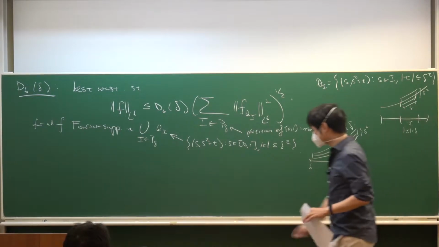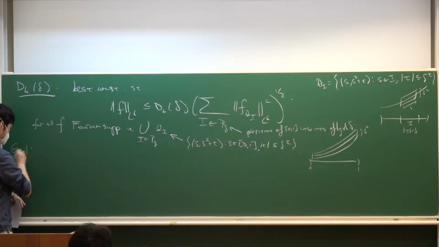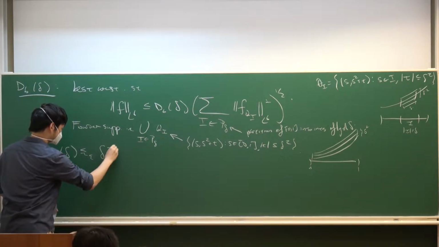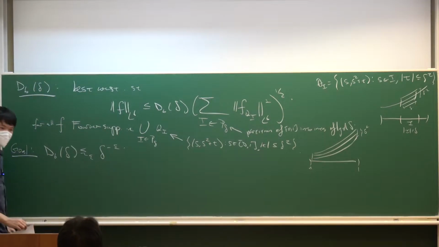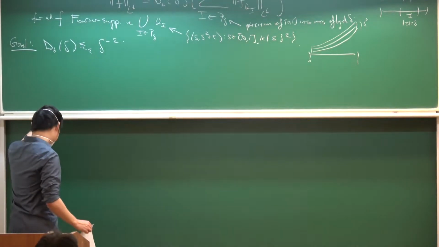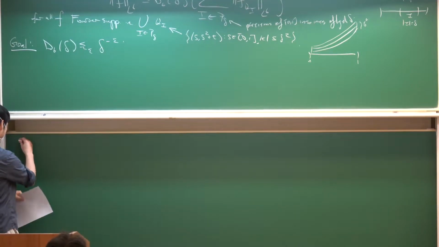And remember what our goal is: d6 of delta is bounded by C epsilon times delta to the minus epsilon. Here C epsilon is notation for a constant depending on epsilon. And how did we do this? Well, we controlled it by a bilinear term called M_AB of delta, nu.